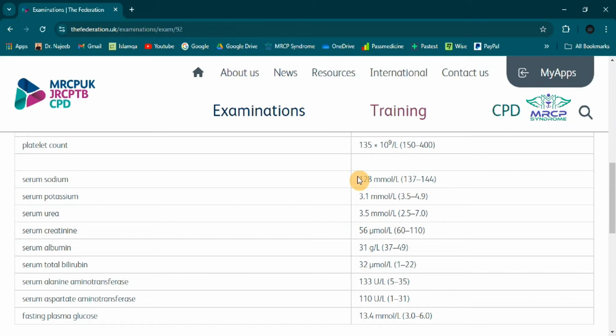Patient is having low sodium and low potassium. So this hyponatremia, hypokalemia, they are also seen in case of chronic liver disease, either due to fluid retention or secondary due to diuretic use or due to adrenal insufficiency.